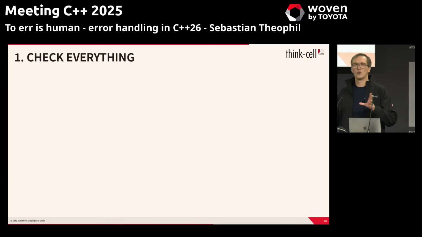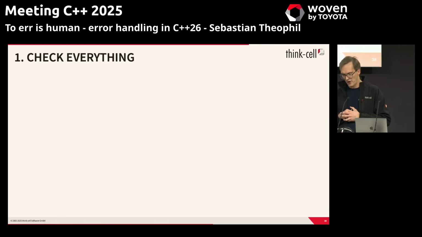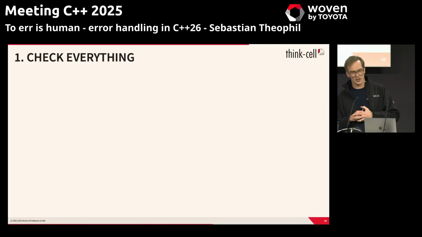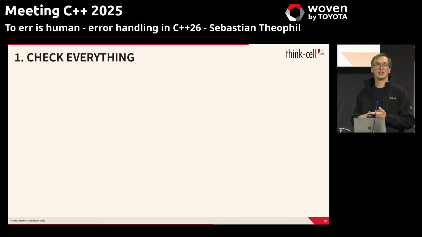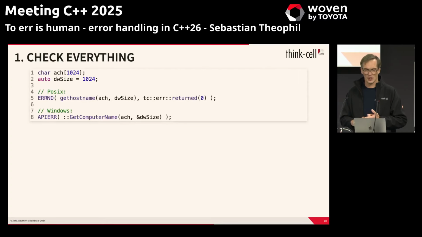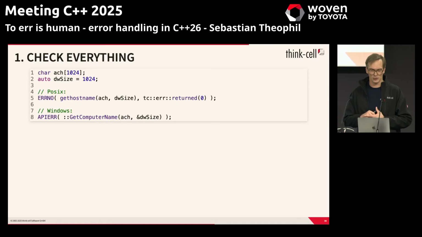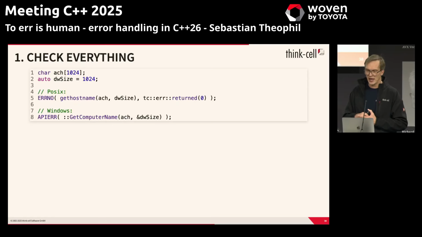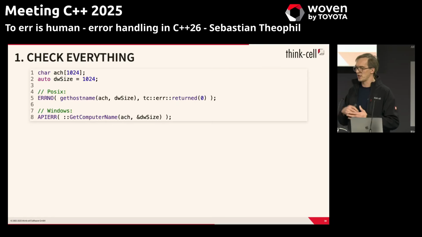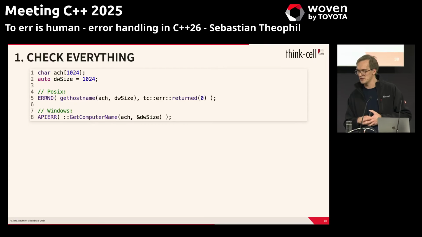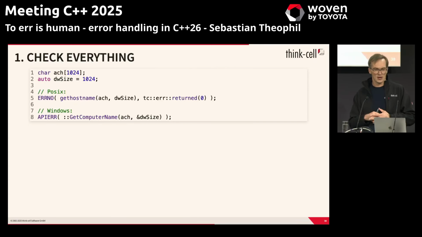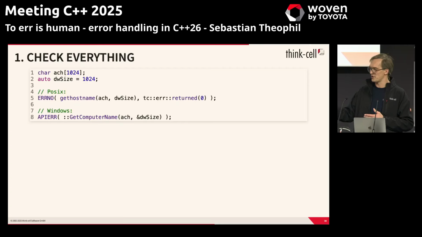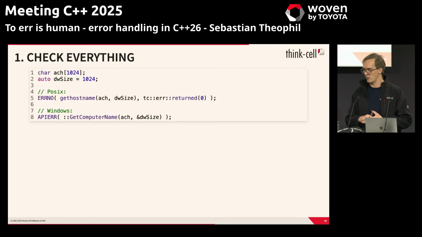So this is how we do it, right? This is how we did error handling for the last 20 years. The first rule is we check everything. We check every single return value of every single API function we call, of course. Here, for example, gethostname on POSIX systems sets the errno variable. In the success case, it would return a 0. If it's not 0, check errno, tell us what the error was.